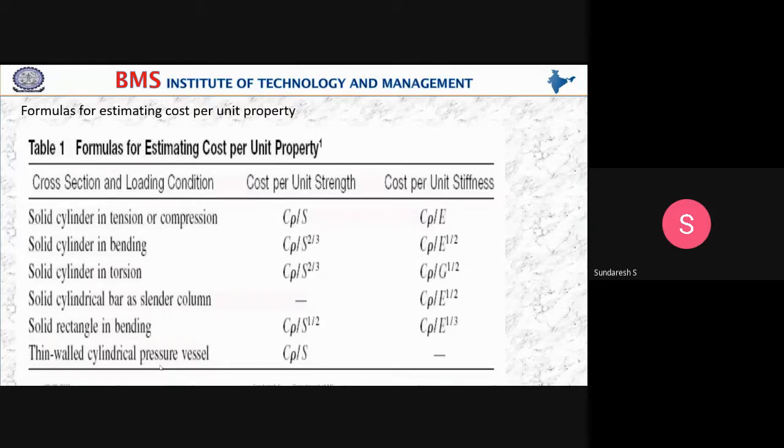When we want to solve a problem, you should be in a position to know which formula can be used for which condition and which cross-section. I will give 2 minutes for everybody to quickly make a note of this table and keep it with you. Whenever I need to solve a problem, this formula has to be used. Okay, time starts now. Make it fast, 2 minutes.